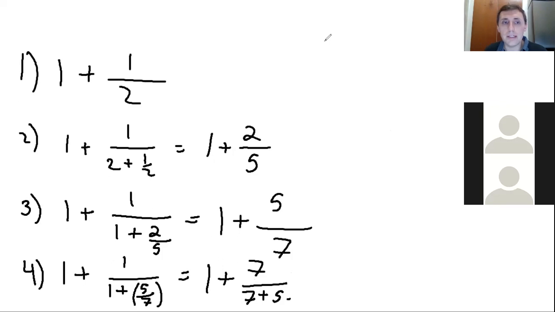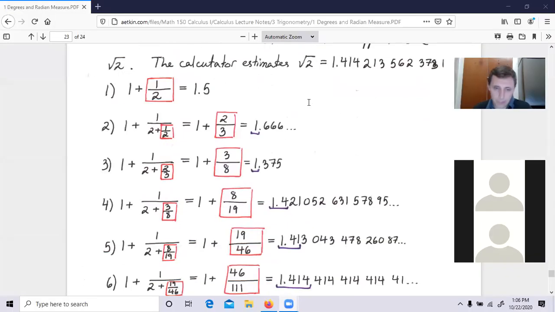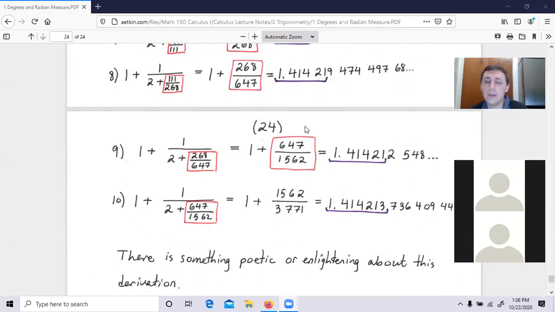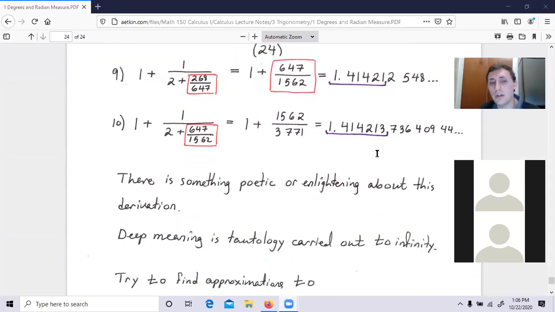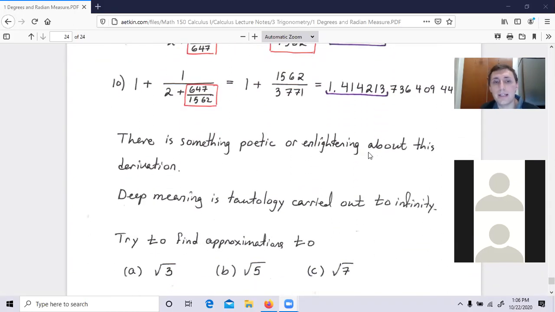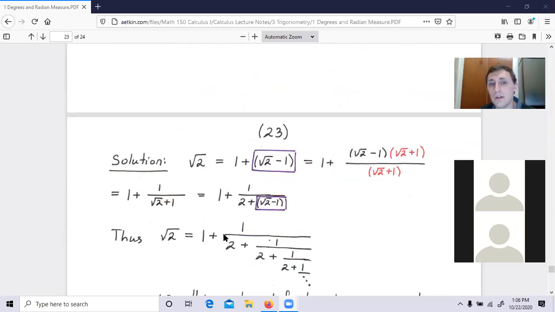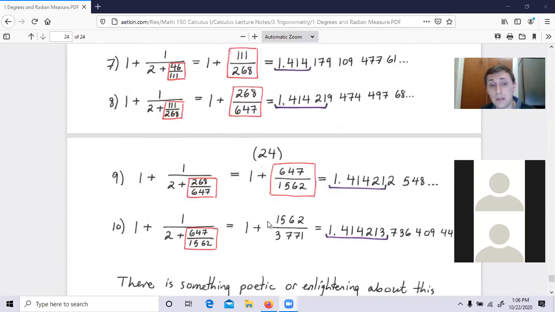Okay, and that will give you an estimate of the root. So it's actually stable. I made one mistake, but even with the mistake, you can see that you are gaining more and more decimal places. Good. So this is something very beautiful. It says that something like, well, deep meaning, I think, is tautology carried out to infinity. You could have come up with this argument if you think this particular way, guys.